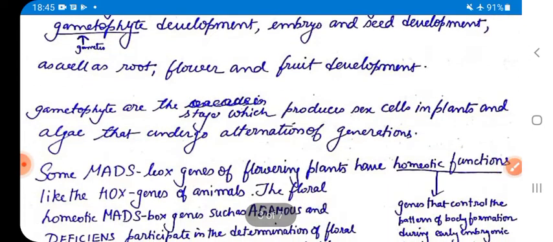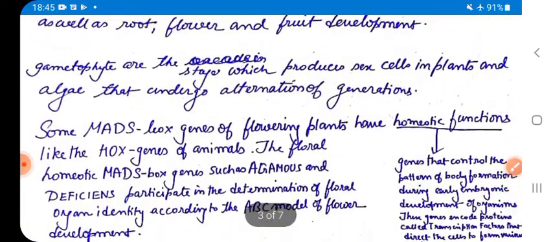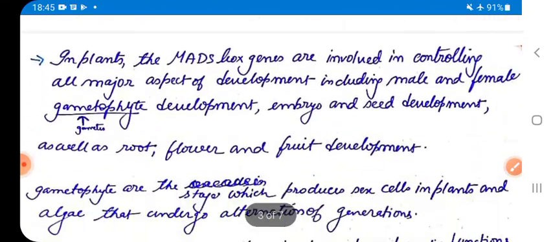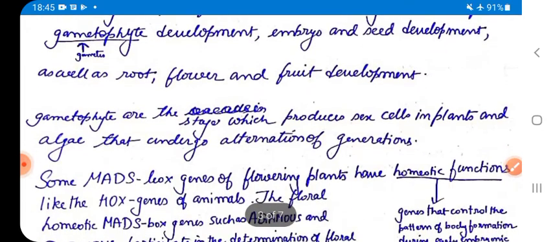Gametophytes are the stages which produce the sex cells of plants and algae that undergo alternation of generations. So various functions are there of those genes that have this MADS box sequence.